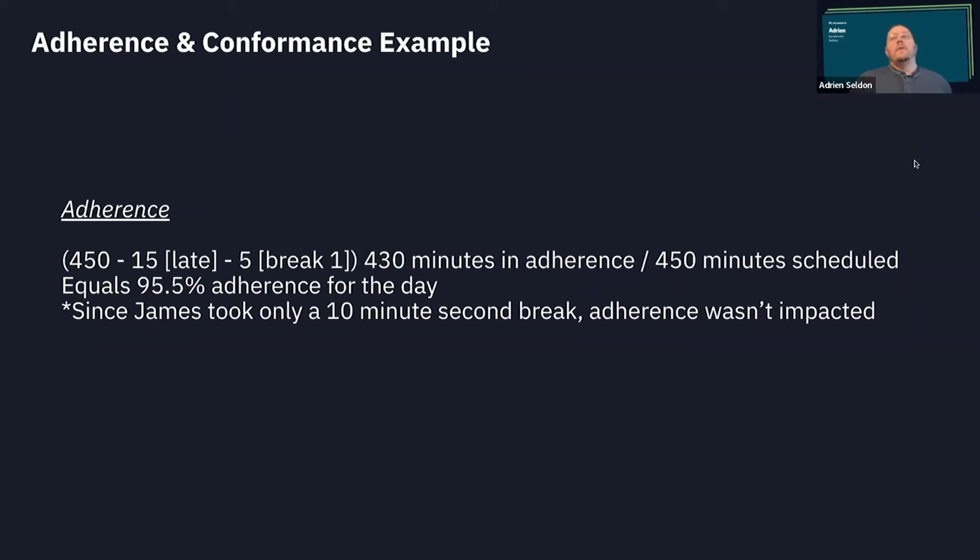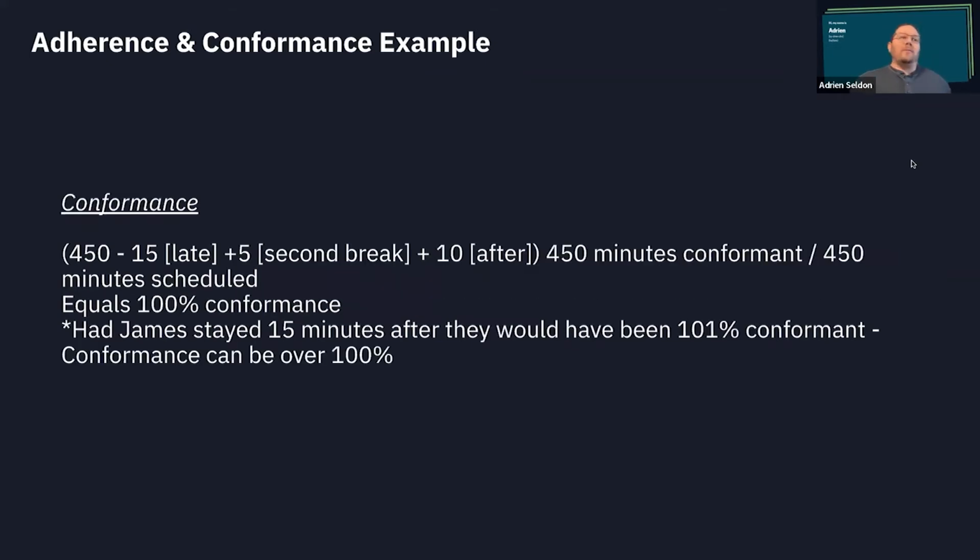So let's jump over to the conformance of James Bond's schedule here. So the same 450 minutes, we've got the same 15 minutes that were late. However, now we look at that second break again, where Agent James Bond came back a little early. We actually get an additional 5 minutes of productive time because they shrunk down their second break. And that adds on with the 10 minutes that they stayed after. And that gives us 450 minutes out of 450 minutes, 100% conformance. So even being late and not staying the exact same amount of time after that they were late, they were able to gain that back with that second break.